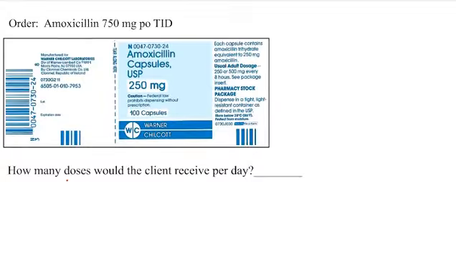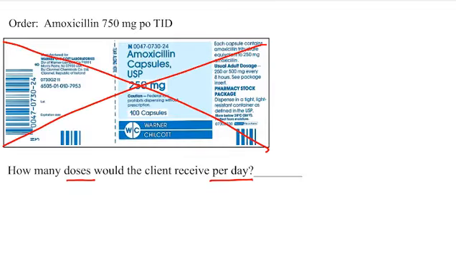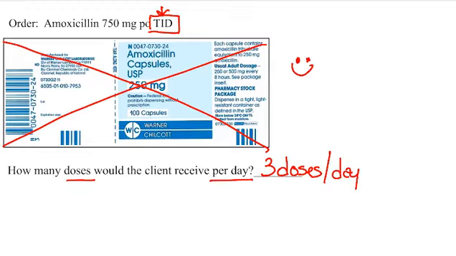Okay, how many doses per day? Doses per day. Oh, yay, I don't need that again. Doses per day. This question is asking me if I know what TID means. And TID means 3 times a day. So I am going to write 3 doses per day. And again, woohoo, I am so happy. Okay, moving right along.